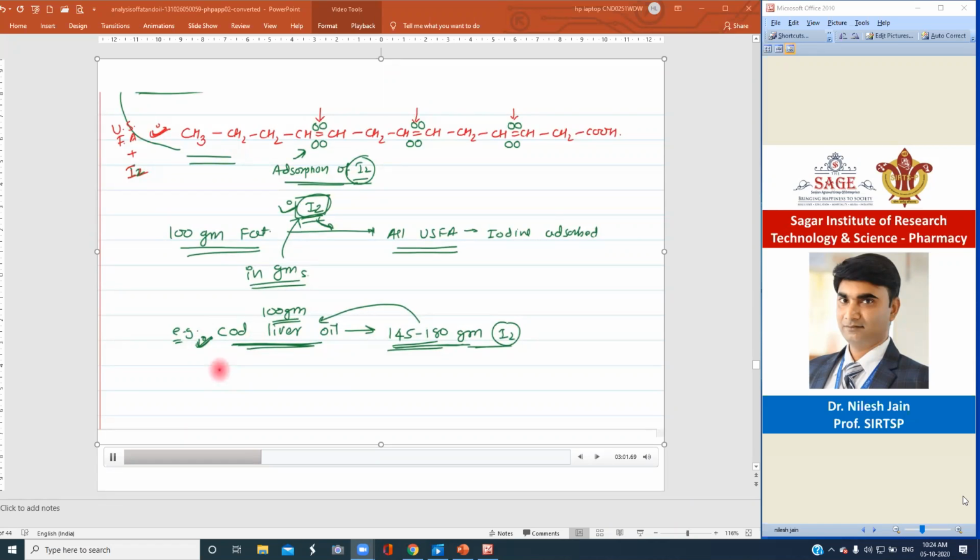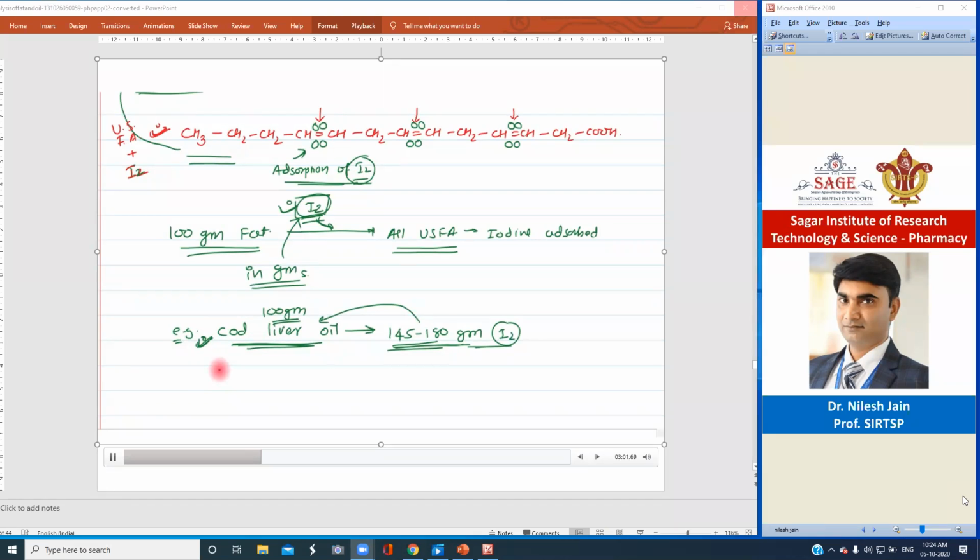If you take linseed oil and measure its iodine number, it is approximately 135 to 180 gram of iodine. Again, if you take 100 gram of linseed oil, you have to add 135 to 180 gram of iodine so that all the double bonds get adsorbed. Here also the weight of iodine is more than the linseed oil, so linseed oil has a very high concentration of unsaturated fatty acid.